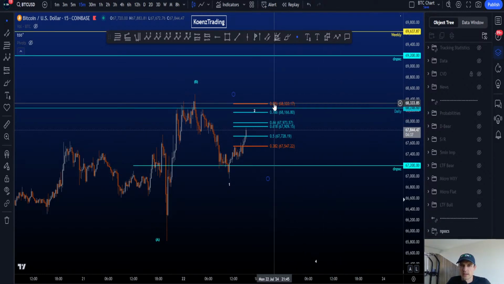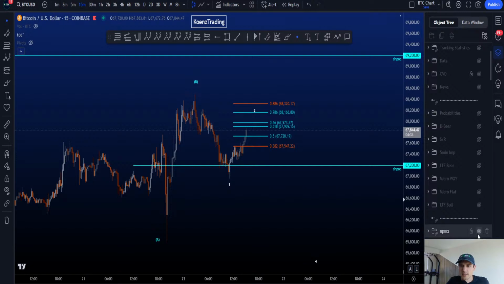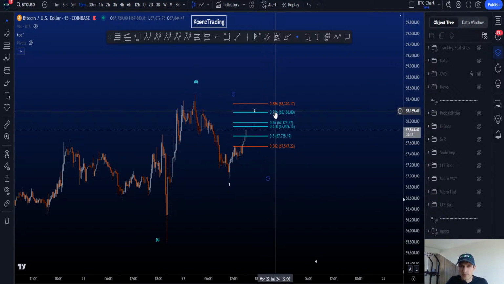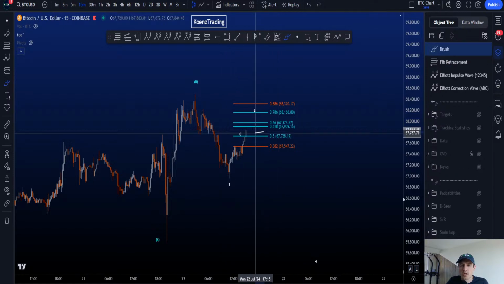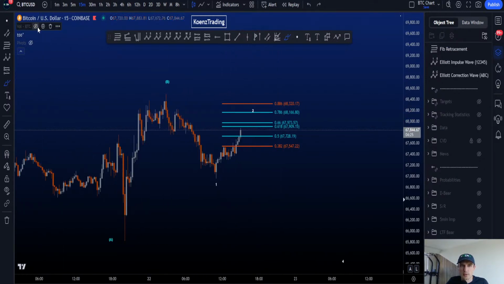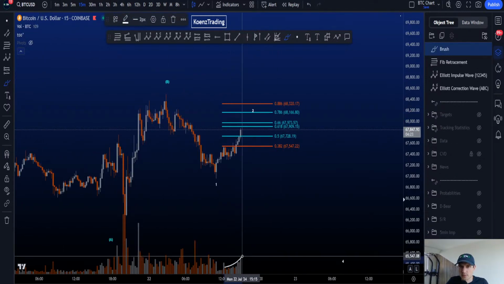Only a daily at the 0.886, which is quite high though. So your common target area is the 0.5 to the 0.786. So this would be an area of interest for a wave 2. Proof of resistance, right? At the moment, price is moving up, volume is moving up.